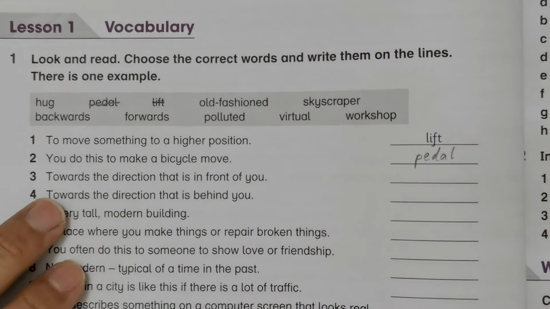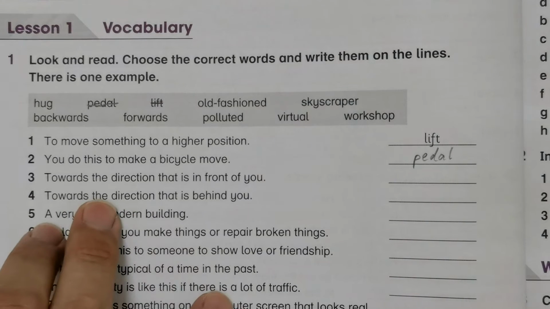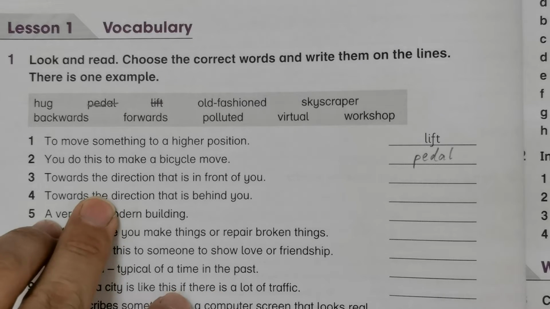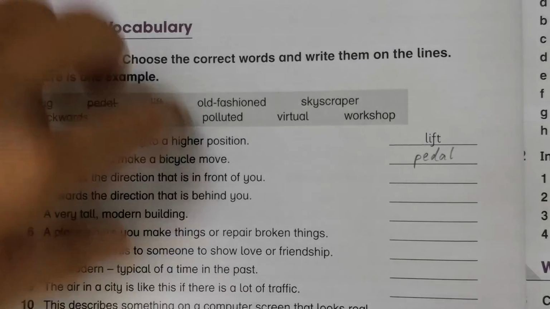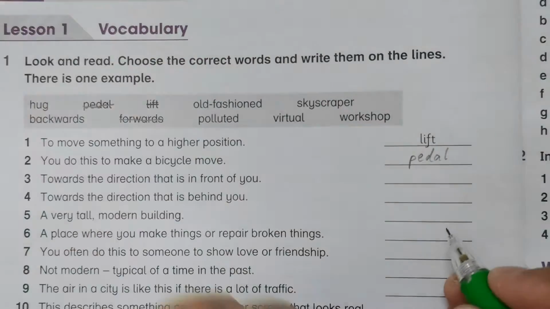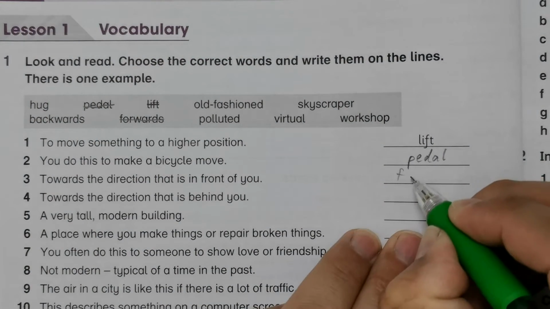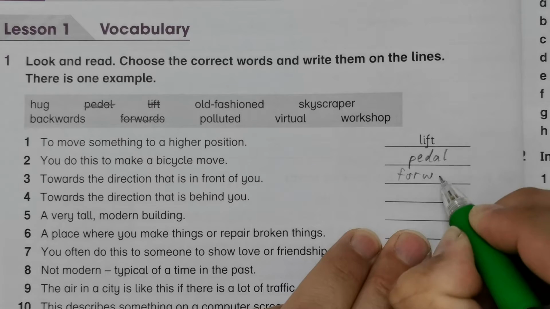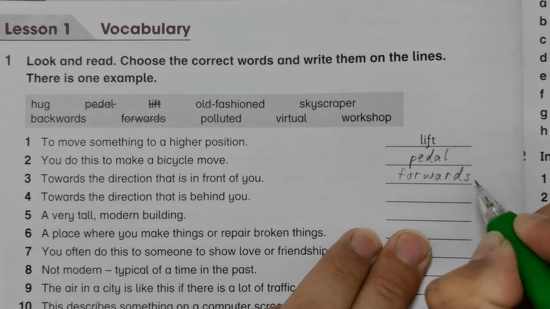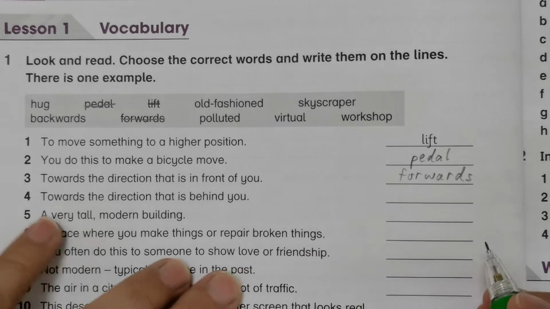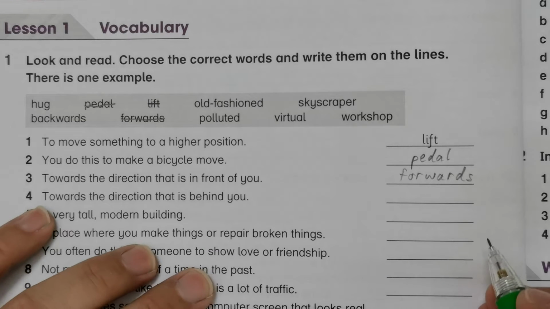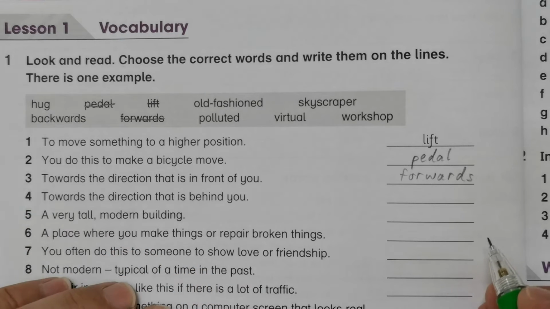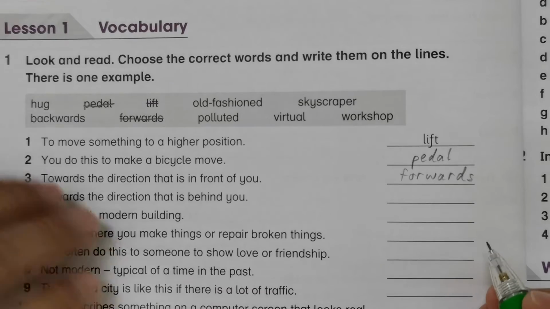So you go to number 3, towards the direction that is in front of you. In front meaning forwards. So this is forward. And then we have number 4, towards the direction that is behind you. This is the antonym of number 3. So this is backwards.